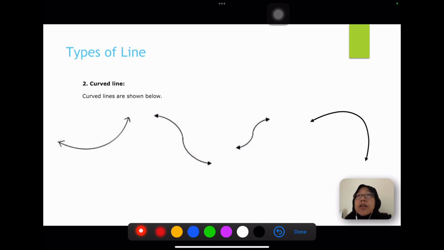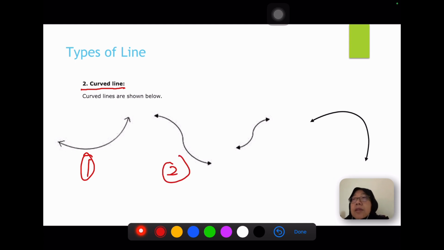Next, we have curved lines. Curved lines are lines shown below. They are all curved lines. This is the first one. This is the second one. This looks like an S. And this one looks like a U.